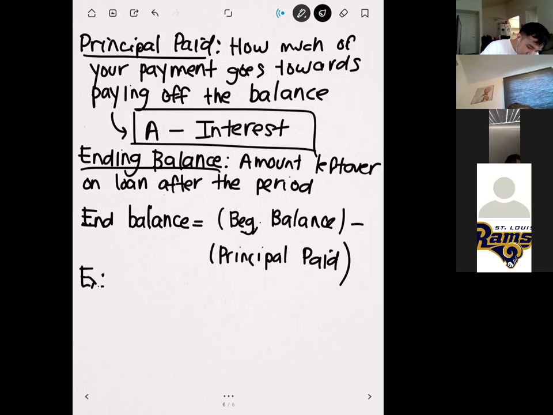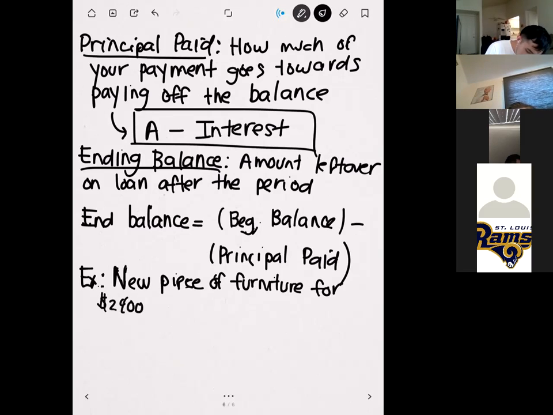And so let's say that you recently bought a new piece of furniture, and this piece of furniture cost $2,400. And then you want to pay this off in 4 equal monthly payments. So you want to finance the purchase.